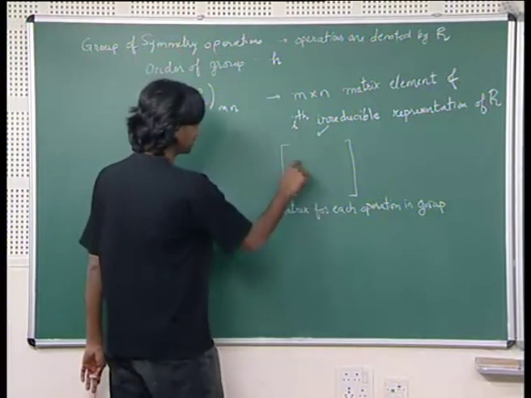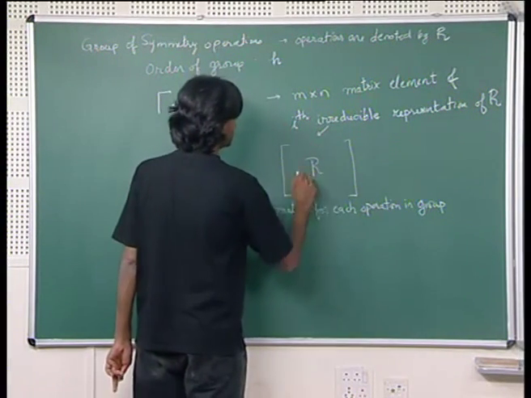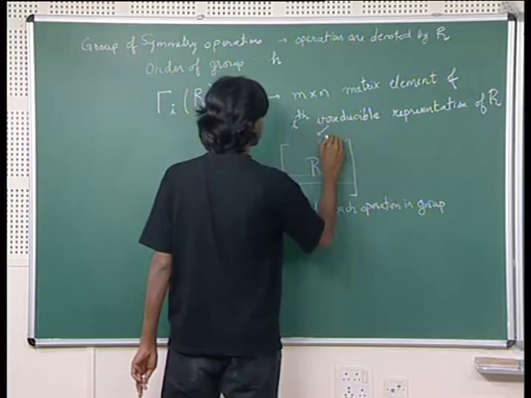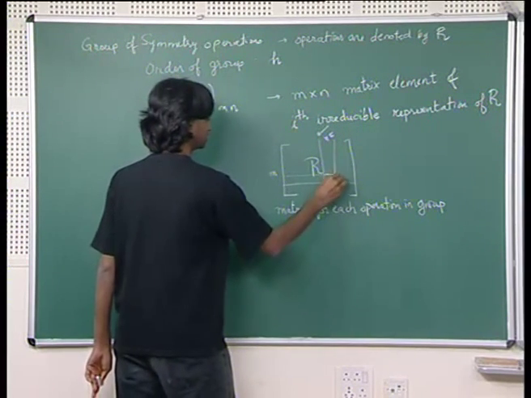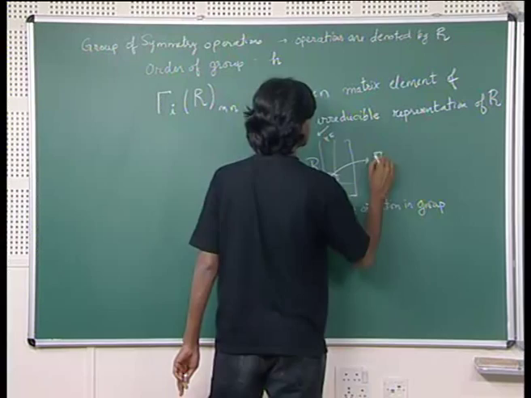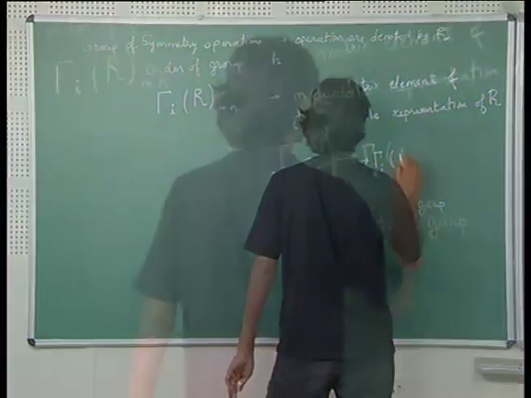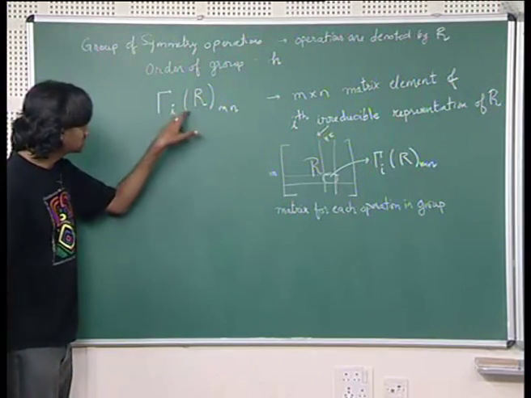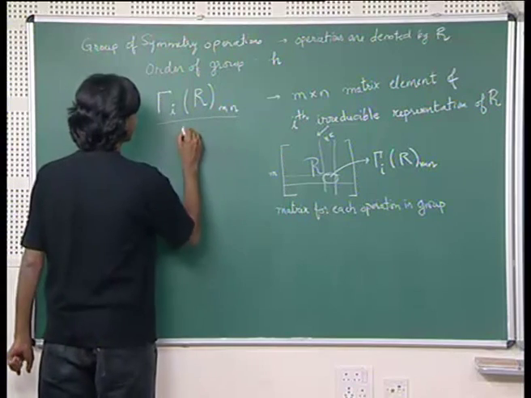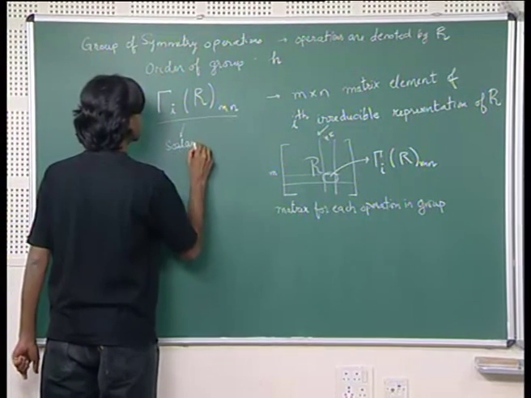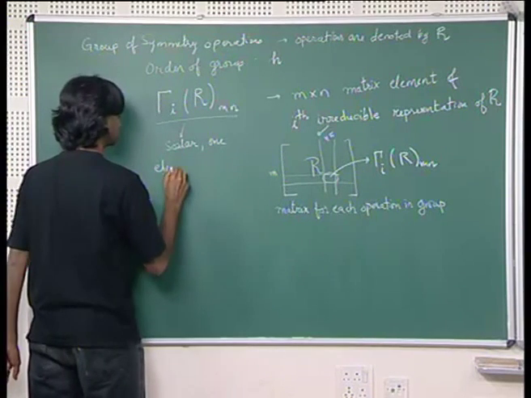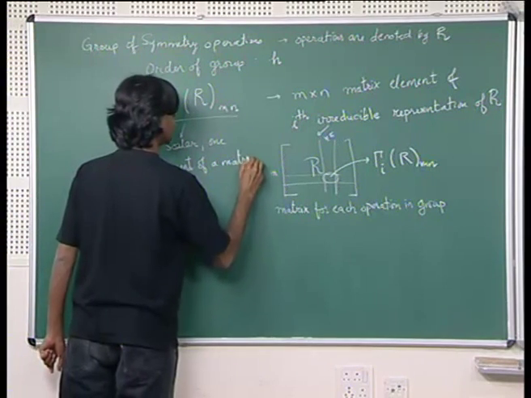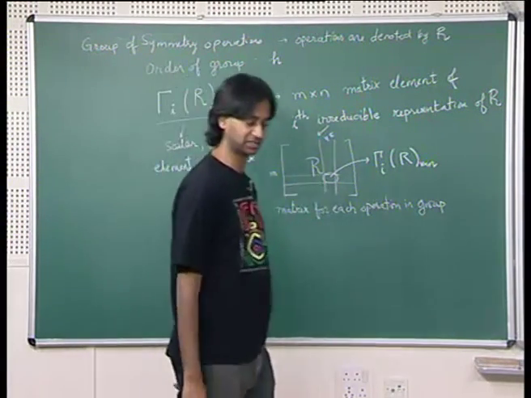Okay. So, now you look at the matrix for R. If you look at R and you look at the m cross nth element, you look at the mth row and the nth column and you look at this element. So, this is gamma I of R m n. Okay. So, this whole thing is a scalar, one element of a matrix. It is just one particular element of a matrix.